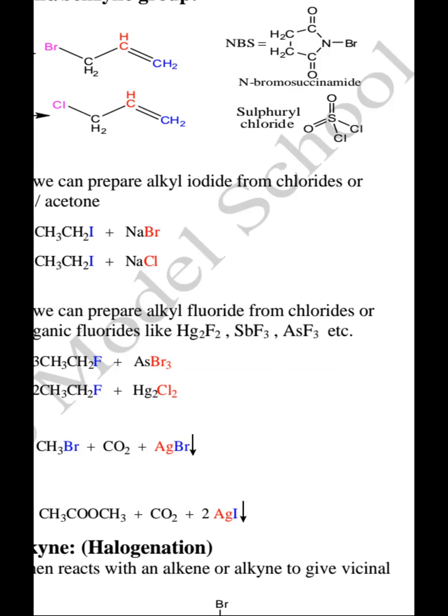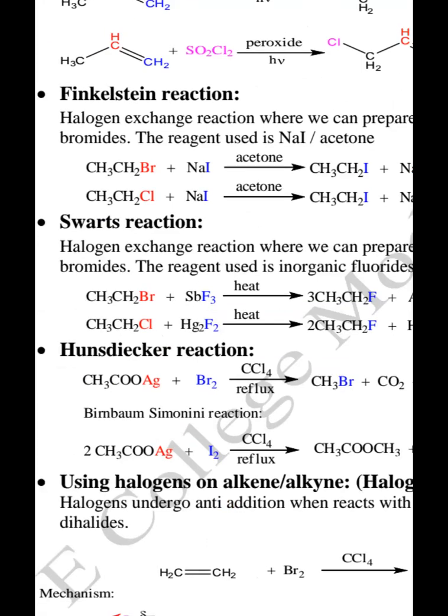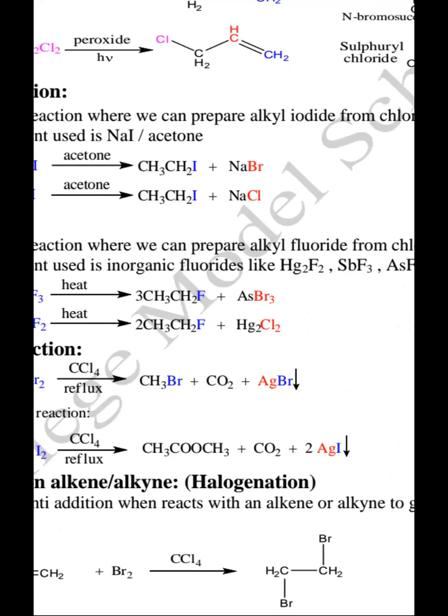The next reaction is the Hunsdiecker reaction. This is the reaction of a silver salt of an acid. Here silver acetate has been taken along with bromine in the presence of CCl4, which is a solvent here, and heated, and we get an alkyl halide. That is, one of the bromines goes to this carbon. Carbon dioxide comes out, and another Br goes with Ag. So we get this product: AgBr, CO2 and CH3Br.